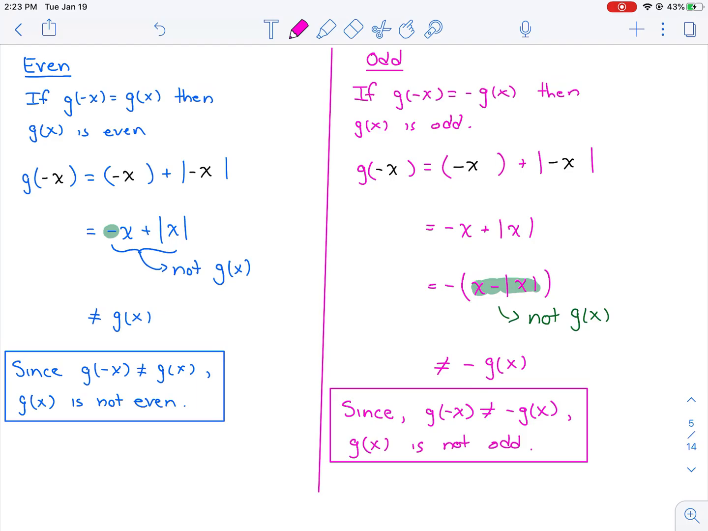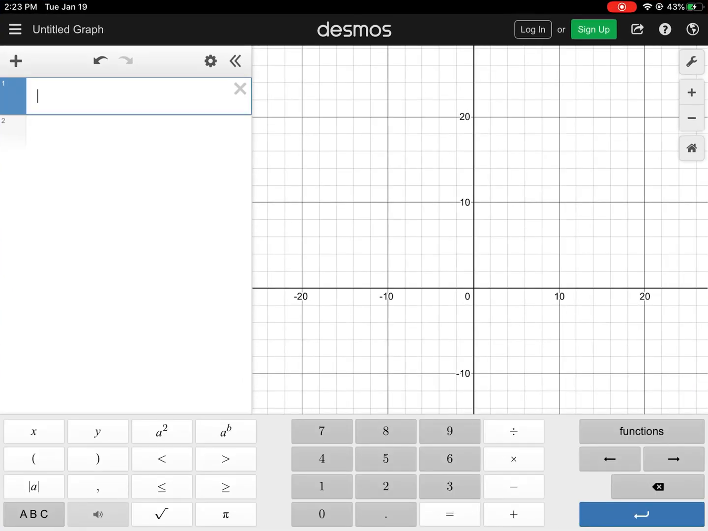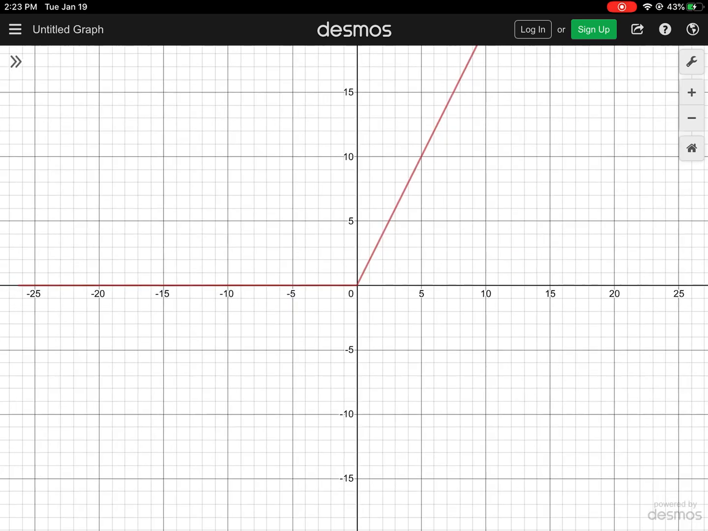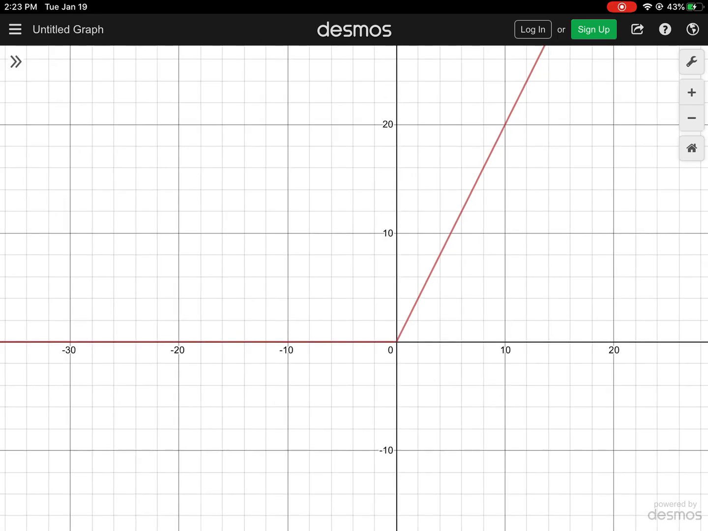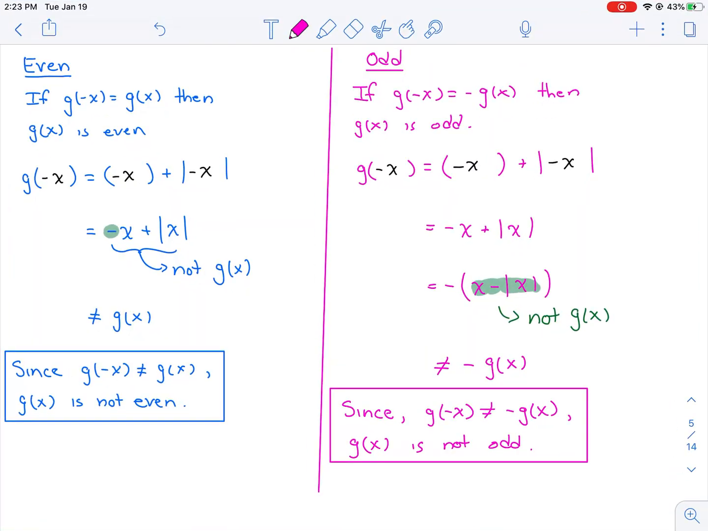And to show that, I'm going to graph this function in Desmos. So here we go. So we have f of x is equal to x plus, there is this button over here to the bottom left, the absolute value of a. And as you can see, this graph has no symmetry with respect to the vertical axis and no symmetry with respect to the origin. So this function is neither odd nor even. So our work is correct, and we are done.